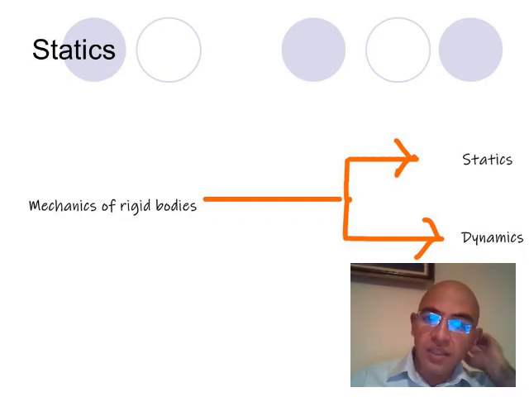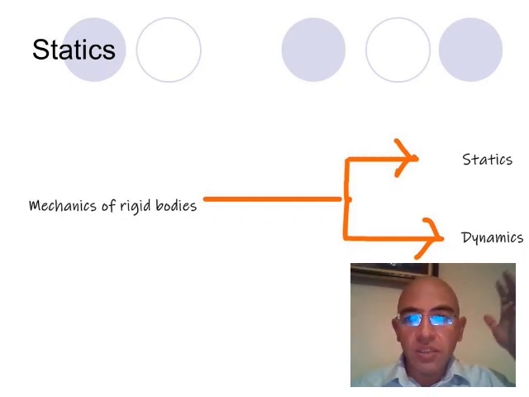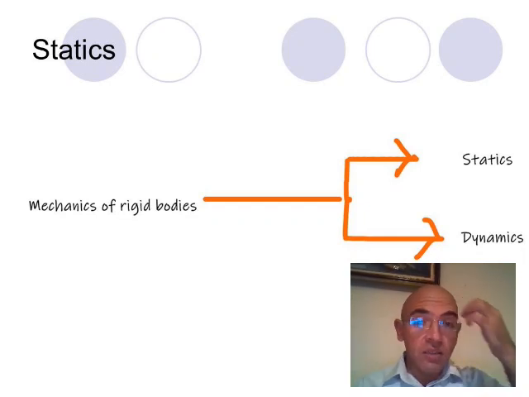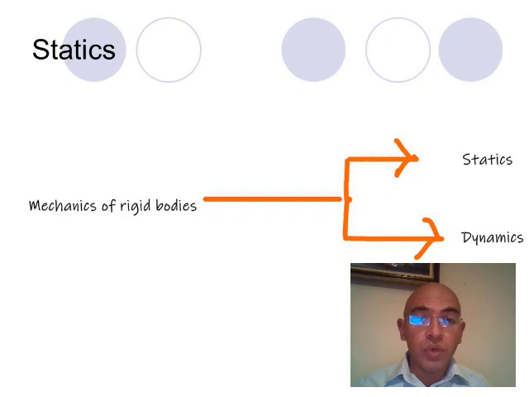If the force is not equilibrated, certainly the object will move from one place to another, and under that condition we want to predict its behavior. So that is the subject of dynamics.